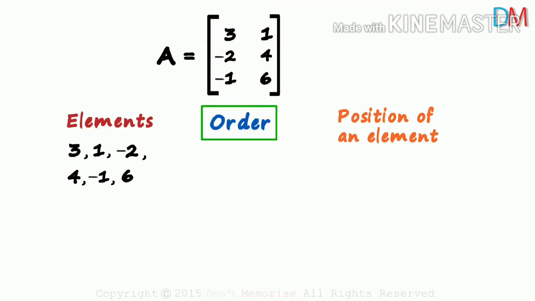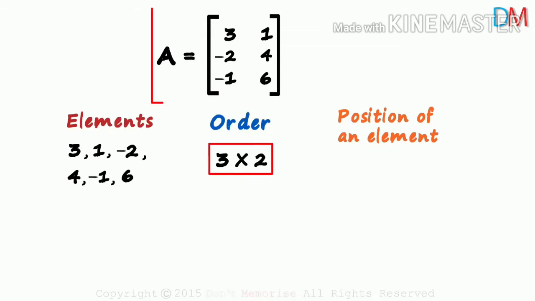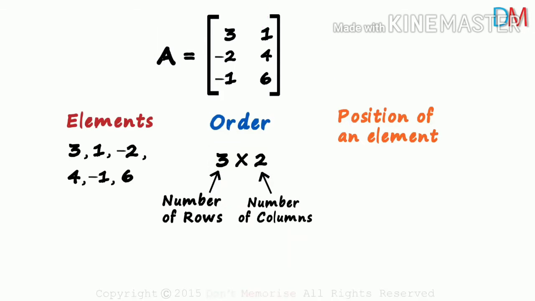What is the order of a matrix then? This matrix A, as we can clearly see, has 3 rows, and it has 2 columns. 3 rows and 2 columns. The order of this matrix is 3 by 2. Yes, this is the order of this matrix. Don't forget the number of rows first and then the number of columns.